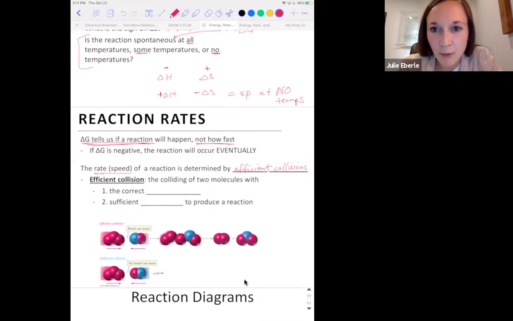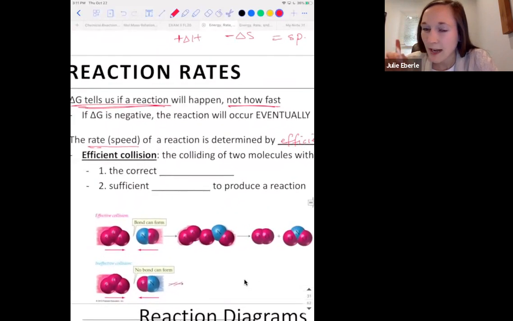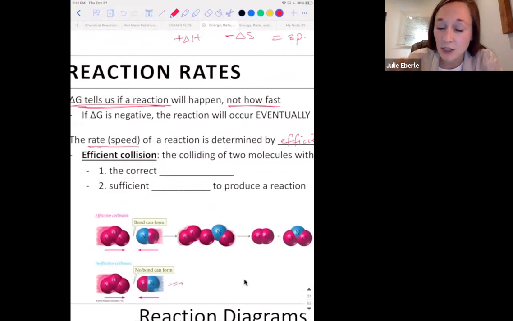For a reaction to happen, we know molecules have to collide, but they can't just randomly collide. Molecules collide all the time. Unfortunately, things don't react with us. The colliding of two molecules has to have two things for a collision to be efficient and a reaction to take place. Number one, you have to have the correct orientation.